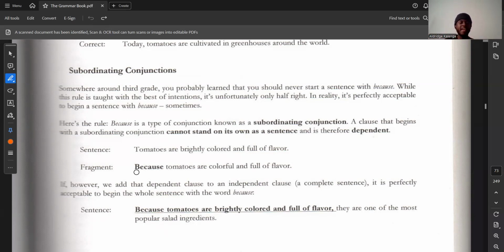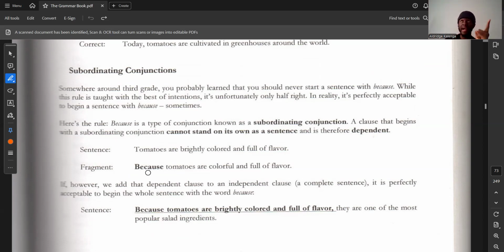So the word because is joining the fragment because he was a fast runner to the sentence he earned a gold medal. So because he was a fast runner, he earned a gold medal. So that's a subordinating conjunction. A subordinating conjunction joins a fragment and the sentence. And then a coordinating conjunction joins two independent clauses.